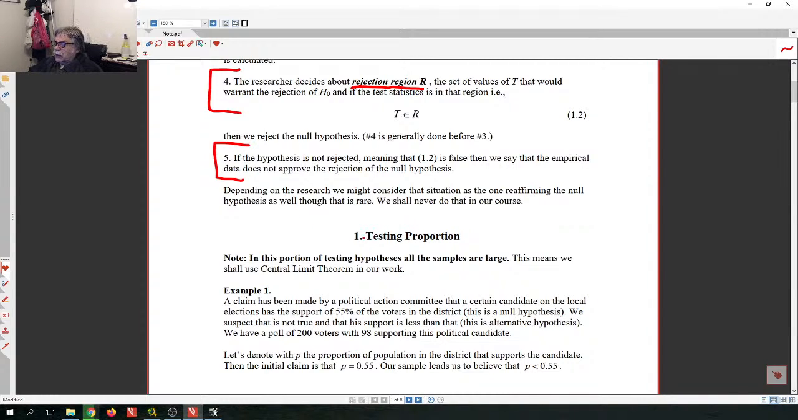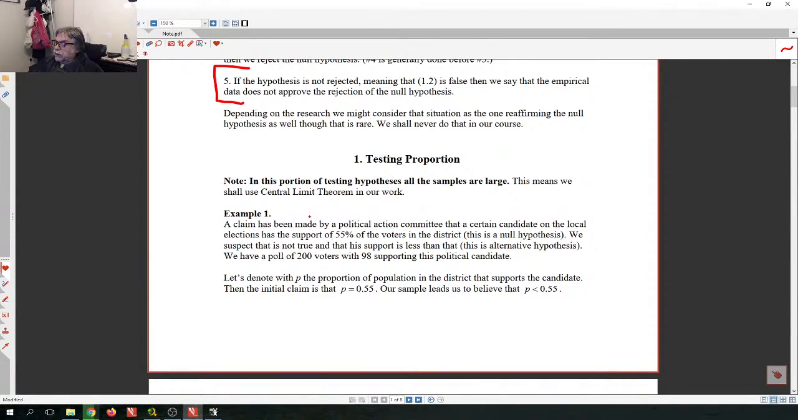Okay, but here is how this works in particular. First of all, I already noted that all of the samples that we're going to use in testing proportion must be large, meaning at least 30 or more, because we're going to be using central limit theorem, fact B. And so here is an example. A claim has been made by the Political Action Committee that a certain political candidate in local elections has a support of 55% of the people in the district. Okay, that's the initial claim.